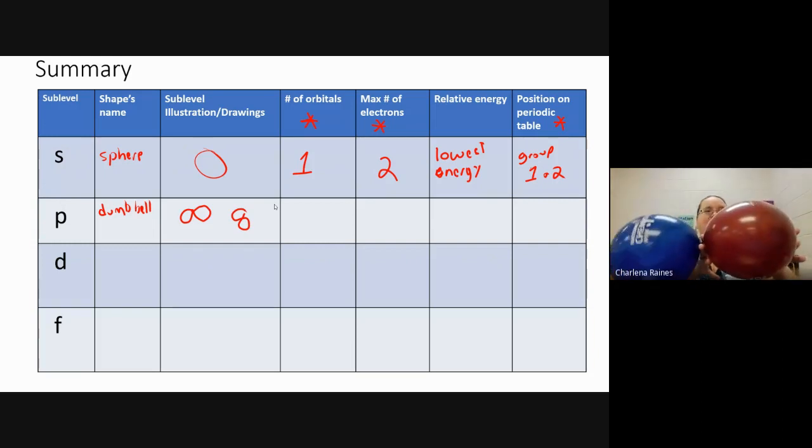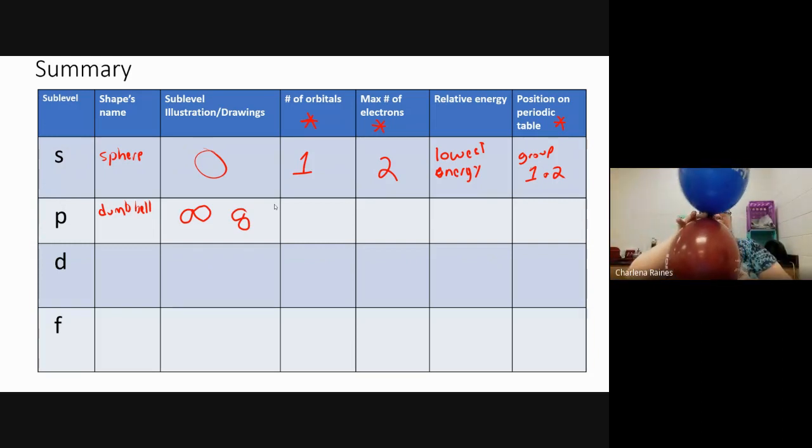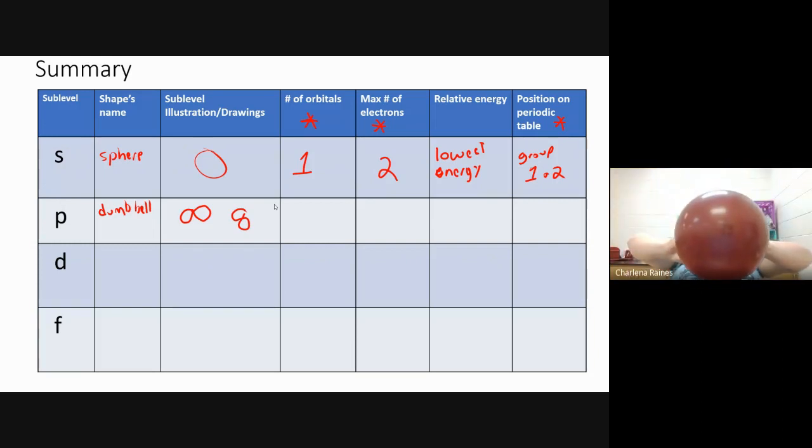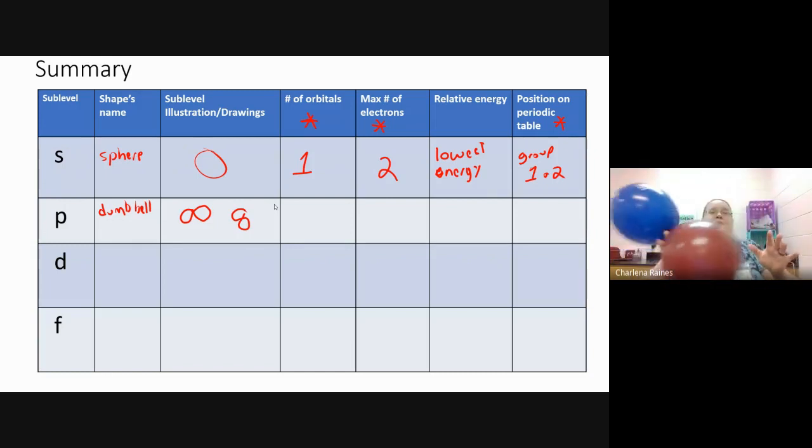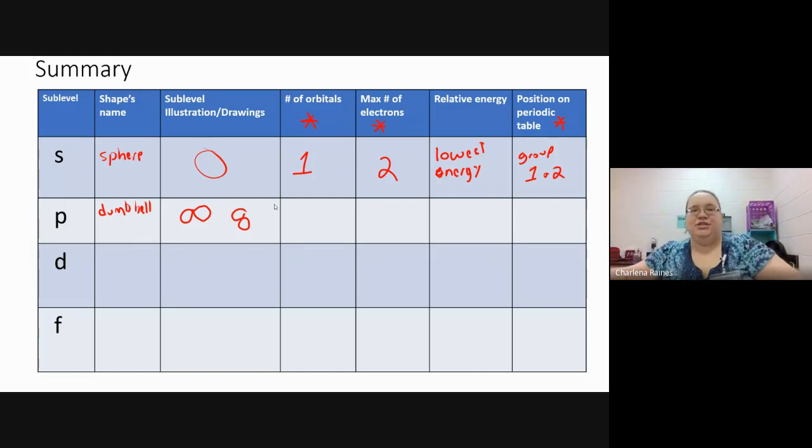I can have it like this, left to right. I can have it like this, up to down. And I can have it like this, in and out. Those 3 different orientations let me know that I have 3 different orbitals. If I've got 3 orbitals, each orbital can hold 2 electrons. So every single orientation can hold 2 electrons. If there's 3 orientations, that means we can hold 6.